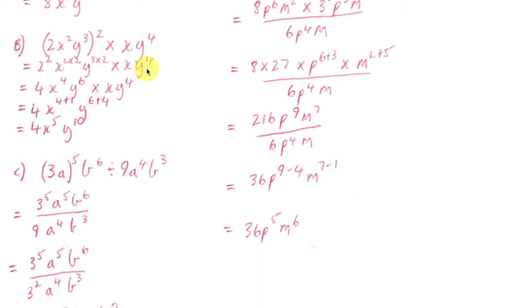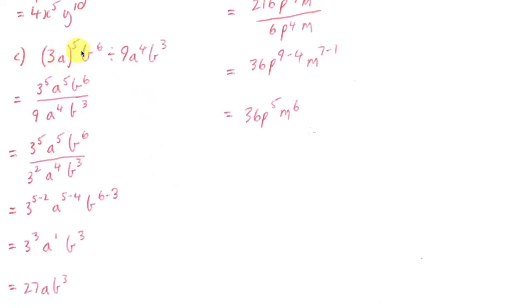And I'm multiplying through, tidying things up, and now it's clear to us that I've got no other number. There's a 1 there in front of it, so it's just the 4. And then it's x to the power of 4 multiplied by x to the power of 1, so that gives me x to the power of 5. And y to the power of 6 multiplied by y to the power of 4, so that becomes y to the power of 10.